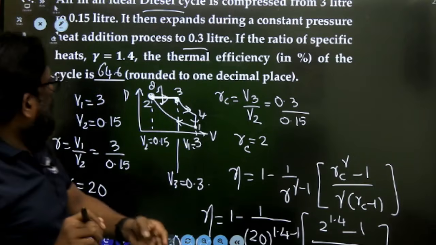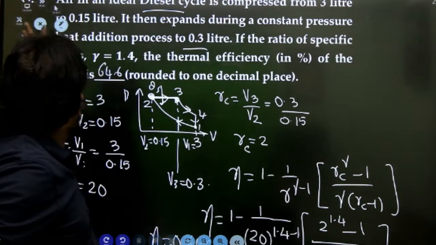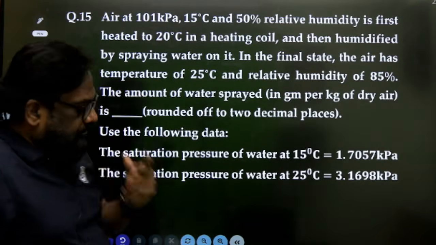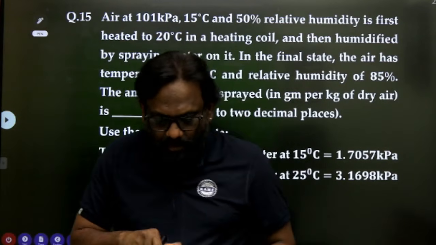Okay, fine. So how many questions did we complete? 14. Let's go to the 15th. Read this question. हो गया सर.